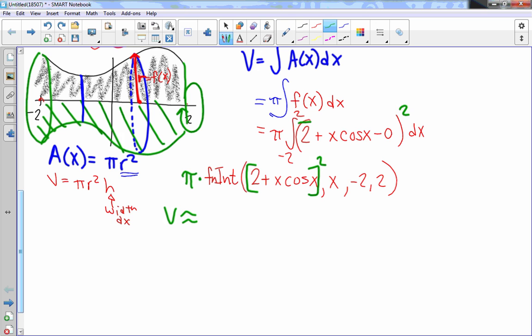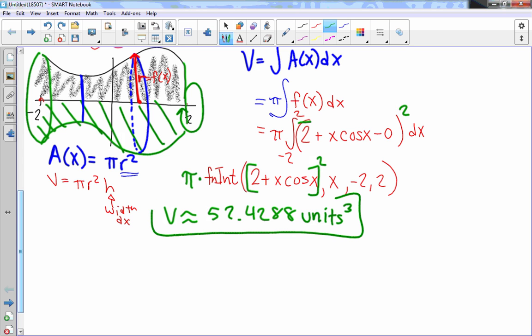Yeah, because originally she was 16, so you're off by a factor of 2. Okay, we should have 52.4288. Volume, what's that unit? Units cubed. It doesn't tell you meters or inches or anything like that, so units cubed.